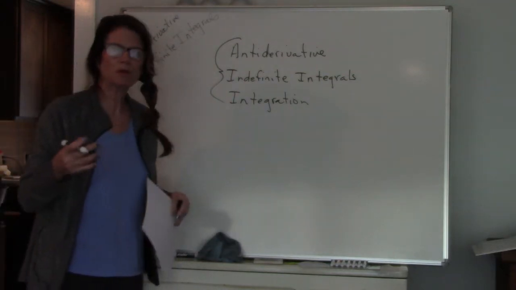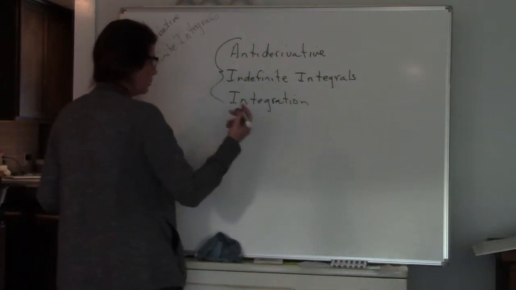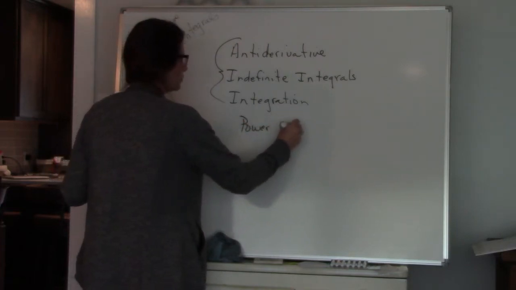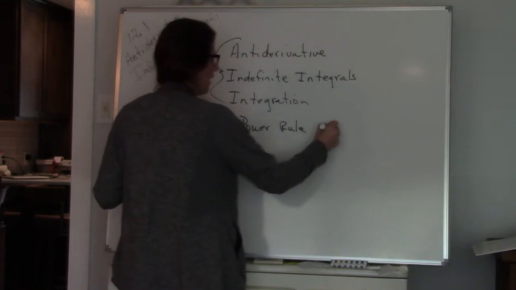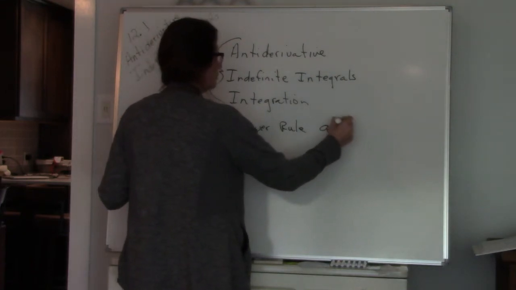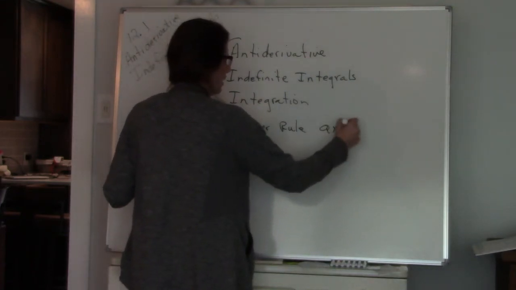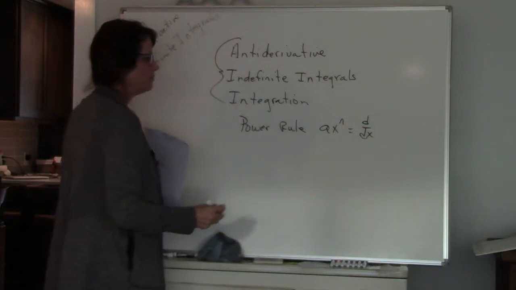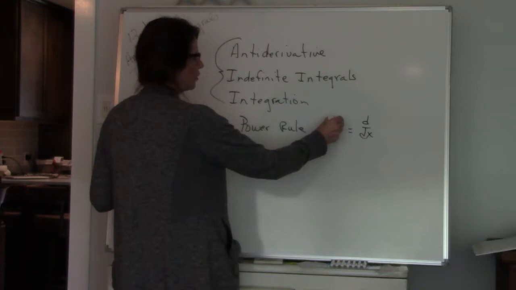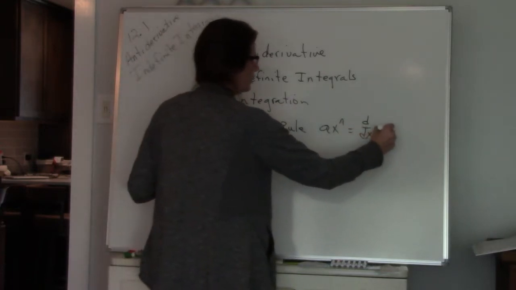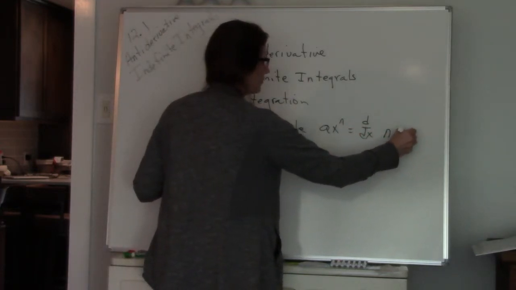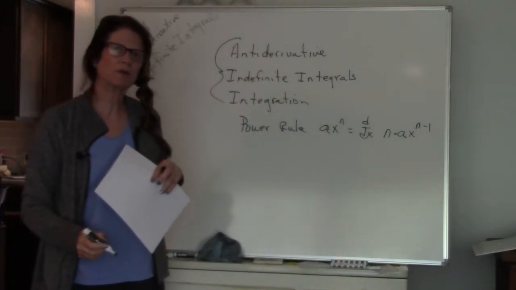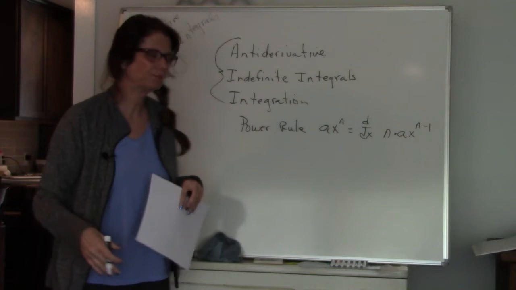So if you remember, let's go over the power rule for the derivative. So the power rule said if you have a function, the derivative of this function is you bring your exponent down and you multiply, and then you subtract 1 from your exponent. Okay, that's finding the derivative.